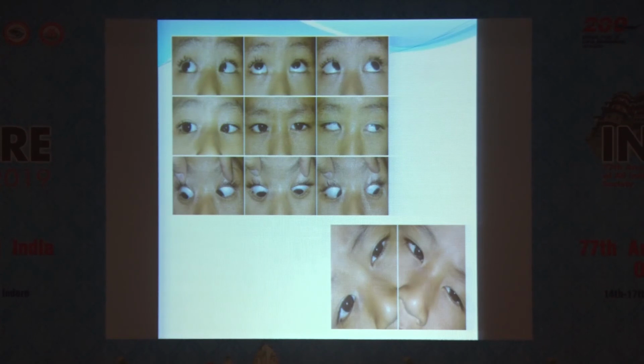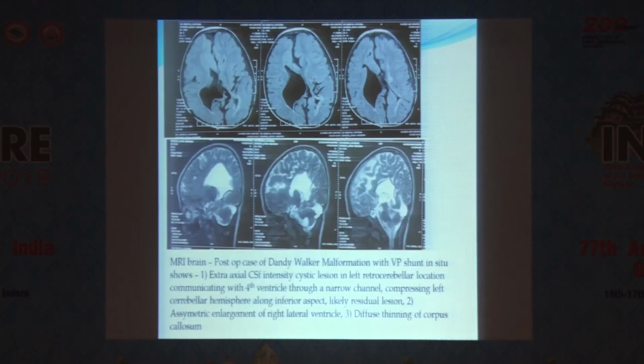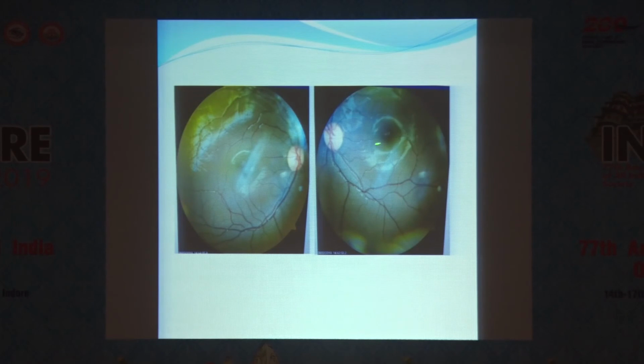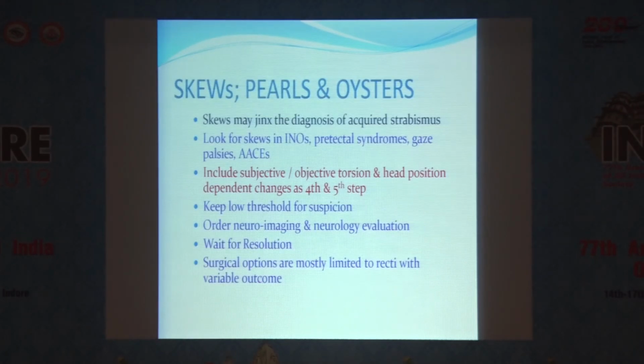This is another child with Dandy-Walker syndrome, with acute acquired comitant esotropia. You find a large lesion in the cerebellum and in the fourth ventricle, and this is showing torsion. There is intorsion here and extorsion here. So this is the jinx in the diagnosis of acquired strabismus.